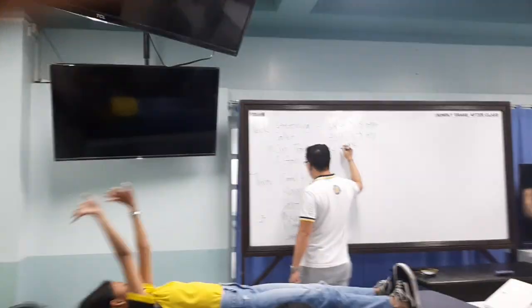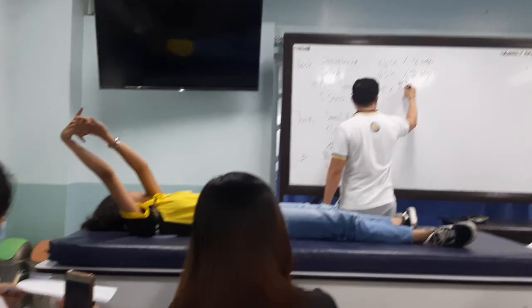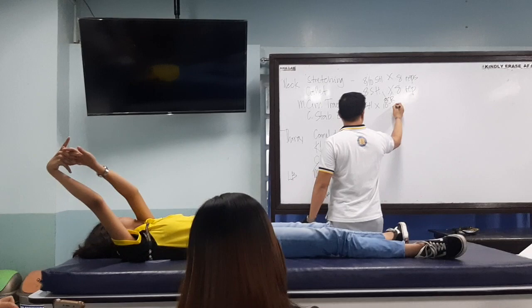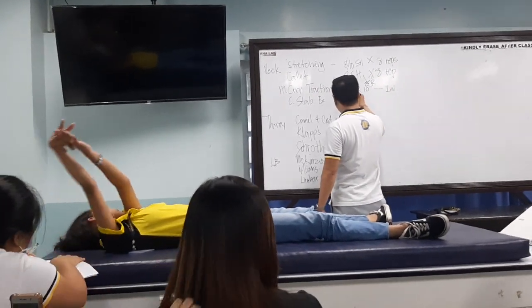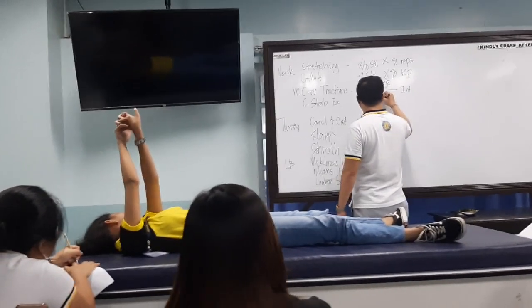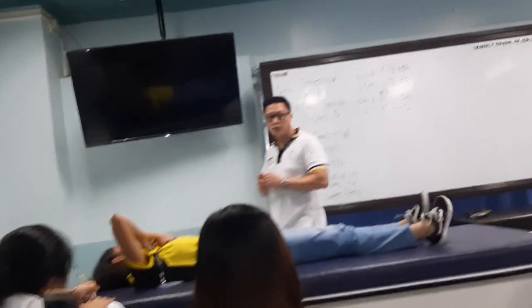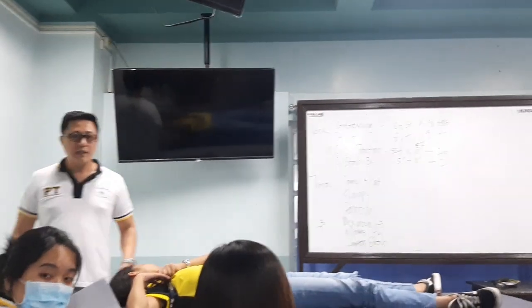Times 10 minutes. This is for intermittent. When you use continuous, it's very difficult to do continuous traction because you have to pull the patient for 5 minutes. That's why there is a second technique.